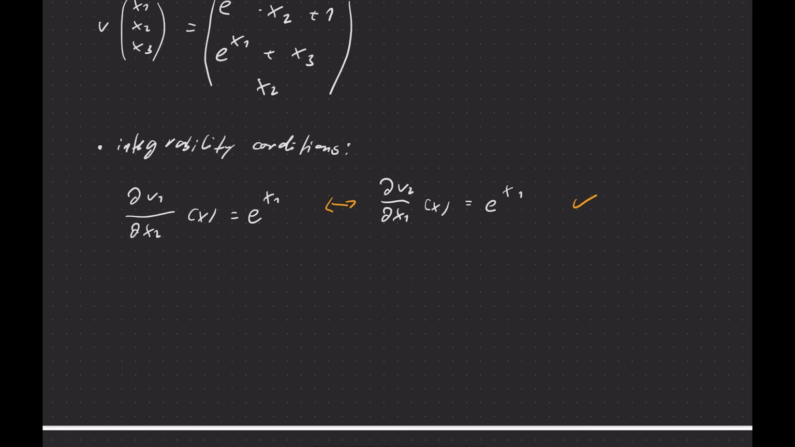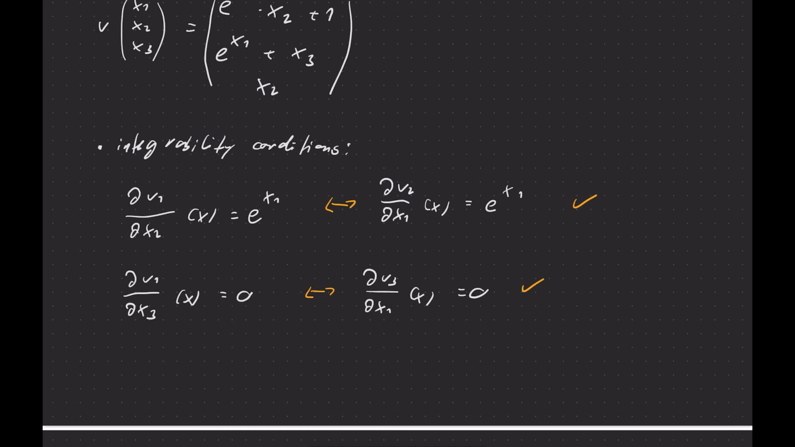Now for the other pairs, let's see, what else do we have? We also have, for example, dv1 with respect to dx3. There's no x3 in v1, so that is simply 0. And we need to compare that with dv3/dx1. And also this is v3. There's no x1 in here, so this is also 0. So again, that pair also satisfies the integrability condition.